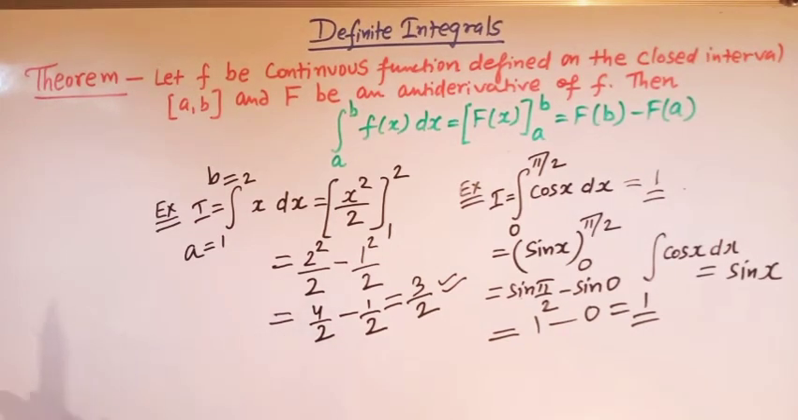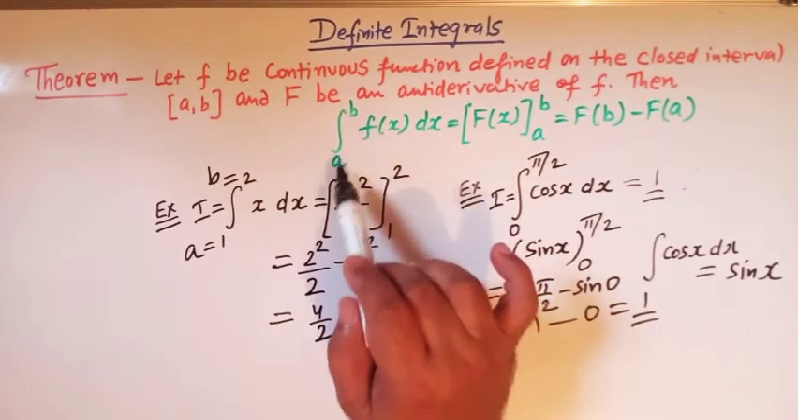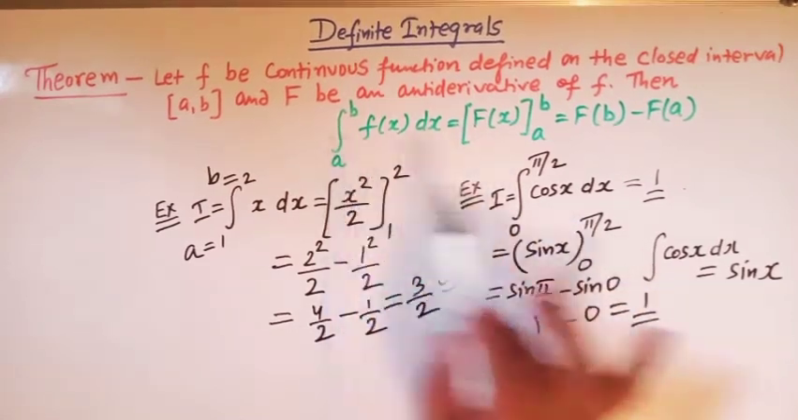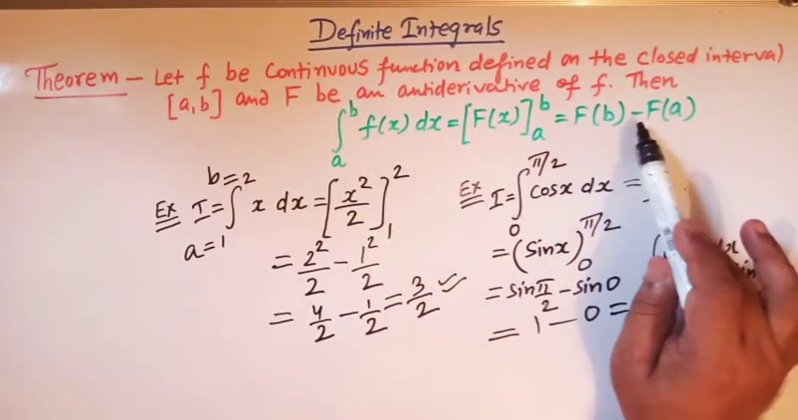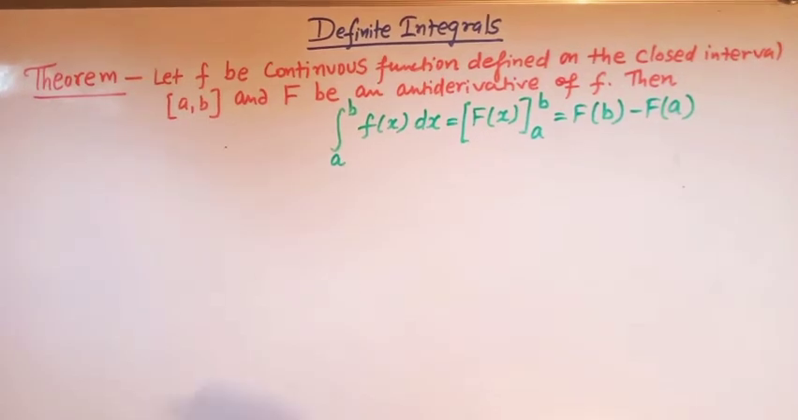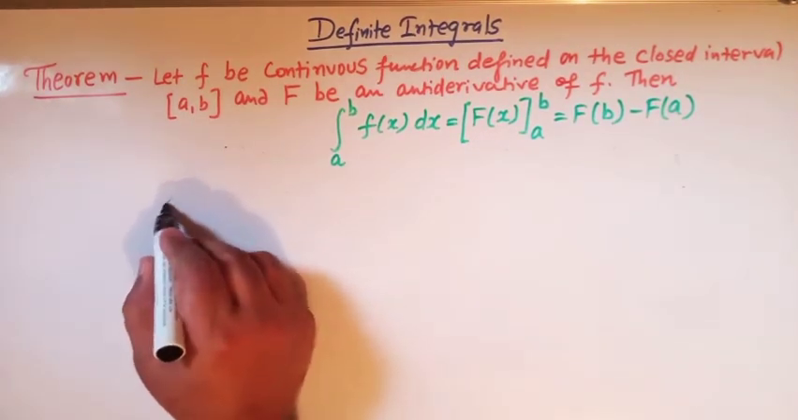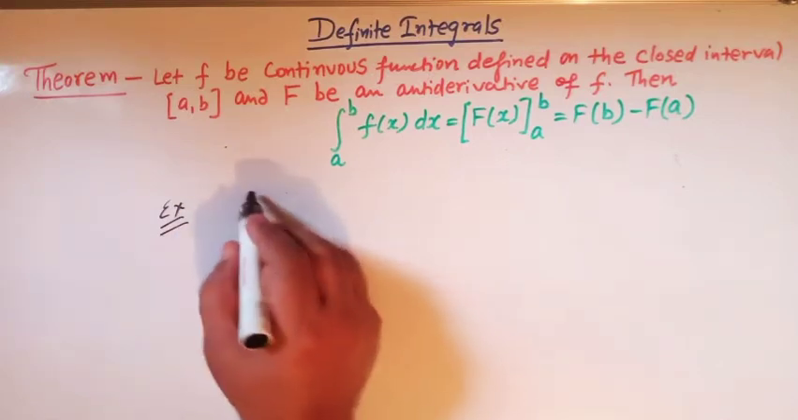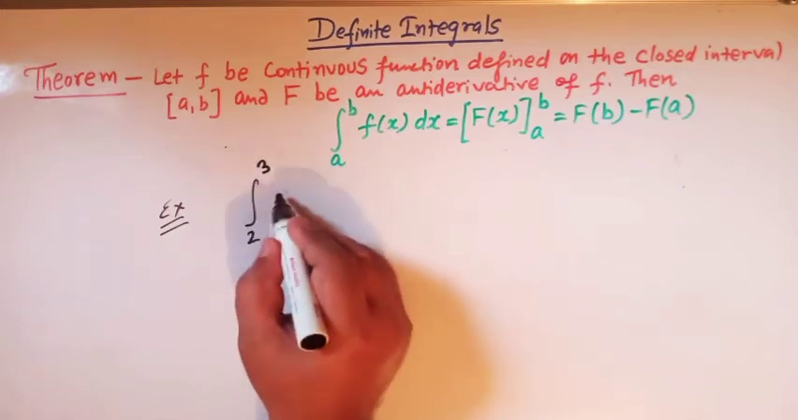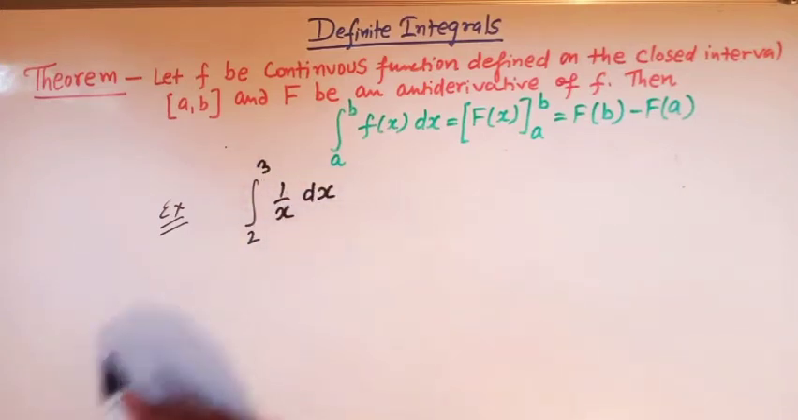So here's what the second fundamental theorem of calculus says: the integral of f(x) from a to b, which is also known as the definite integral, is equal to F of b minus F of a, right? So let me take one more example. Now let us take one more example. Say we have to evaluate the integral from 2 to 3 of 1 over x dx, right? Let us call this integral as I.